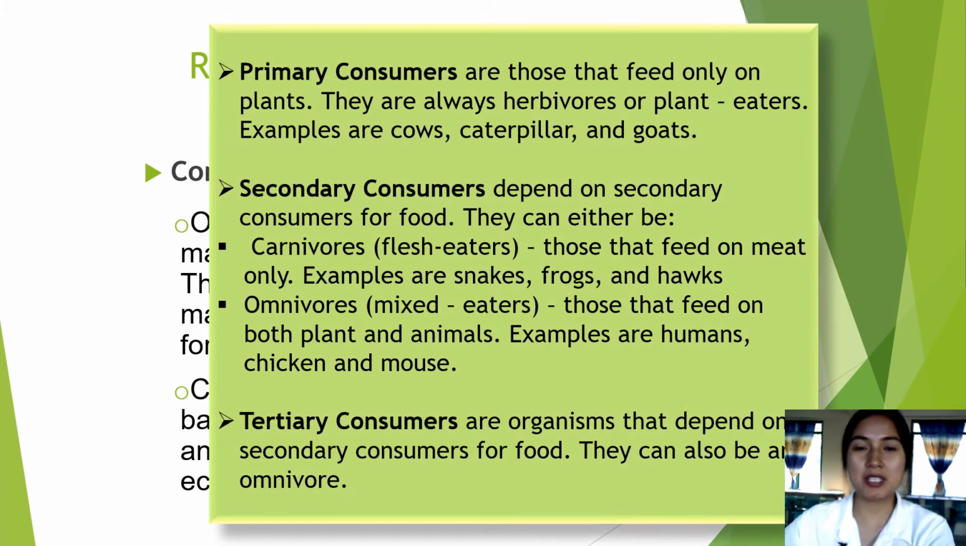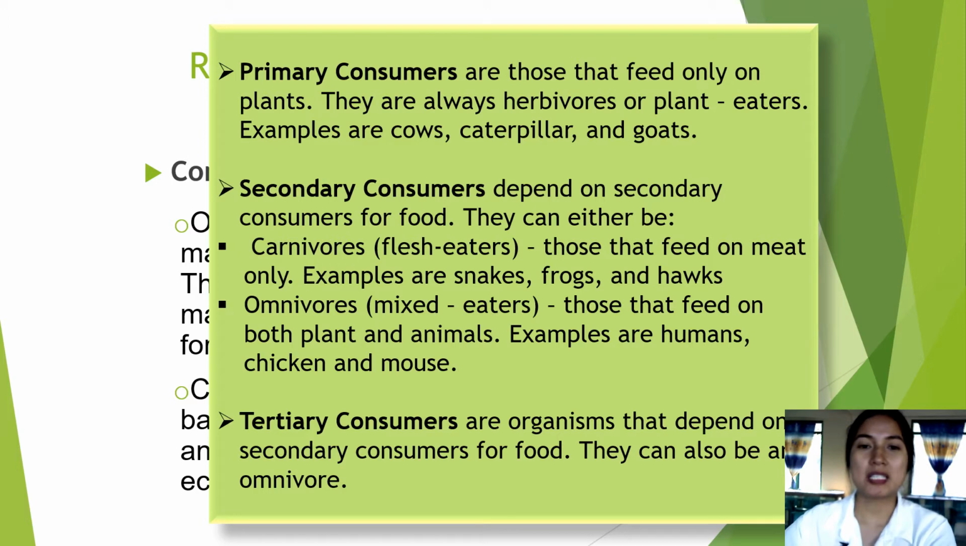Consumers are classified based on the food they eat and their place in the ecosystem. We have the primary consumers, those that feed only on plants. They are always herbivores or plant eaters. Examples are cows, caterpillars, and goats. Secondary consumers depend on primary consumers for food. They can either be carnivores or flesh eaters, those that feed on meat only. Examples are snakes, frogs, and hawks.